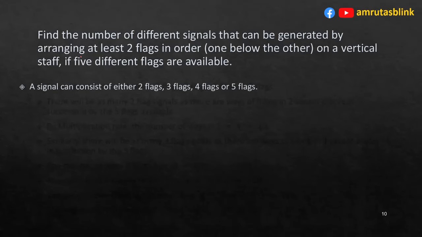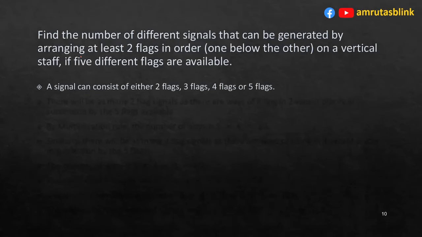Find the number of different signals that can be generated by arranging at least 2 flags out of 5 different flags available. So maximum flags available are 5 and we need to take at least 2 at a time. So a signal can consist of either 2 flags, 3 flags, 4 flags or 5 flags. Here at least 2 flags are to be there out of 5 flags. So there will be 4 cases, that is we can have either 2 flags in the signal, or 3 flags in the signal, or 4 flags in the signal, or 5 flags in the signal.